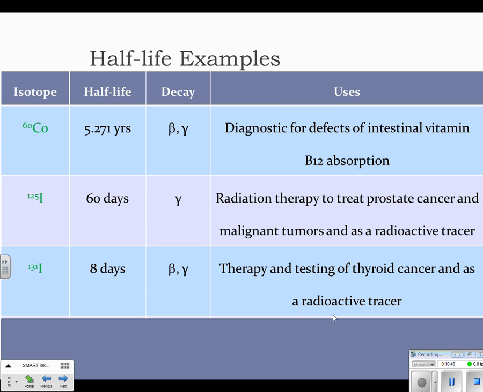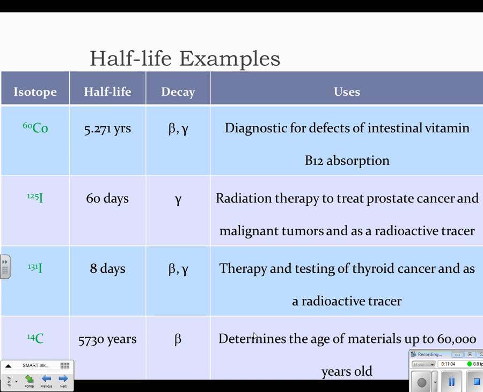The next one is iodine-131, so a different isotope of iodine that's also radioactive. It has a much shorter half-life, only 8 days. And this they use to test for and treat thyroid cancer, and then also as a radioactive tracer.